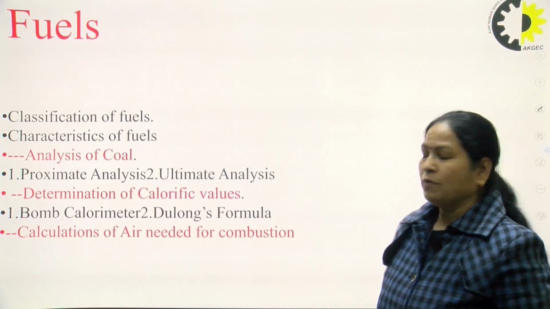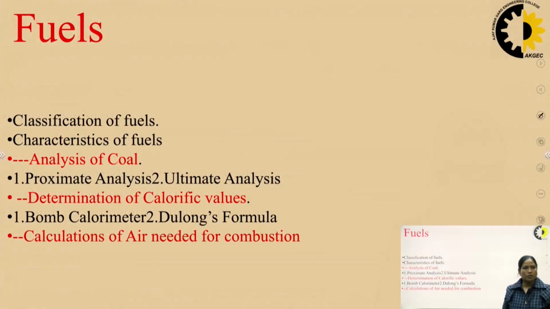In this chapter, the following topics are there: classification of fuel, characteristics of fuel, analysis of coal, in which two topics are there: proximate analysis and ultimate analysis. Then determination of calorific value. There are two methods by which we are going to determine calorific value: one is the bomb calorimeter, another one is Dulong's formula. The last topic of this chapter is calculation of air needed for combustion.